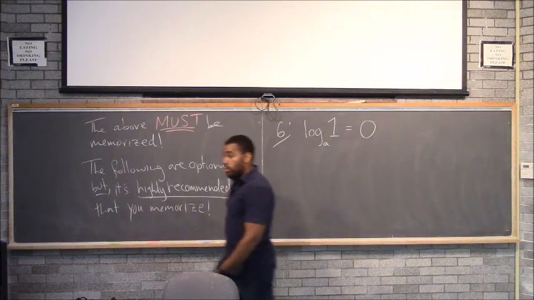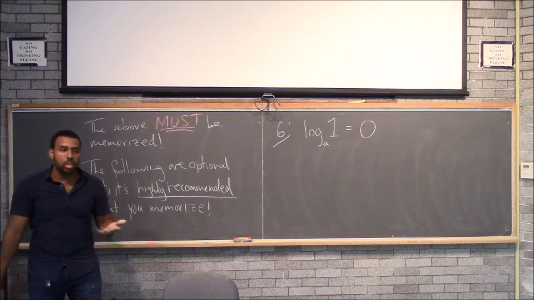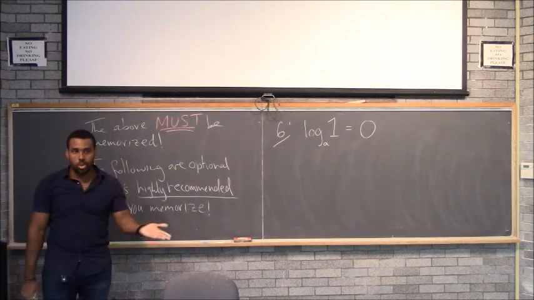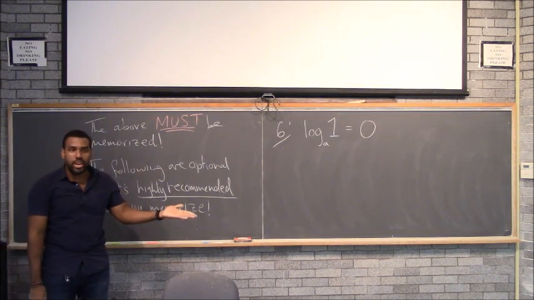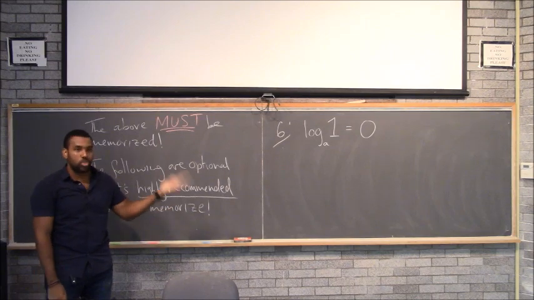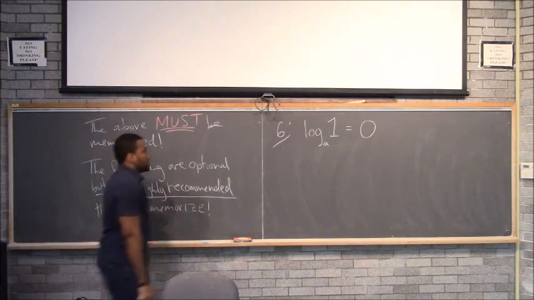So the log of 1 is always 0. Whenever you see log of 1, the answer is 0. It's always going to be 0. You just write 0. Think of it as 0. Don't write log of 1, write 0. Write the number 0.